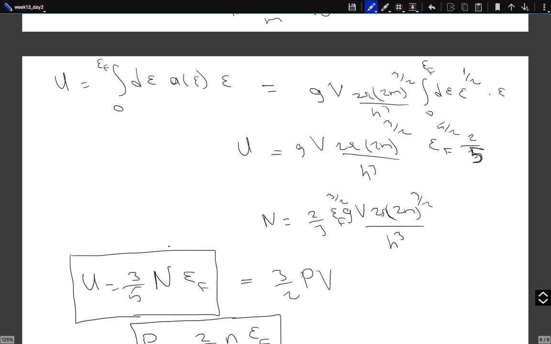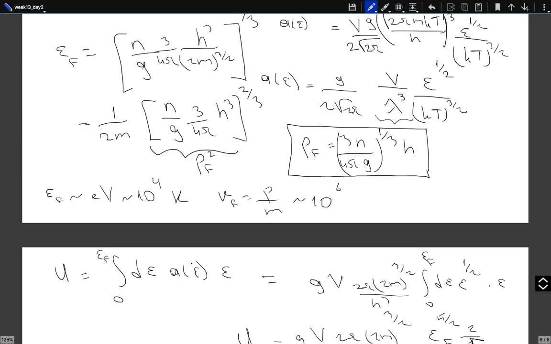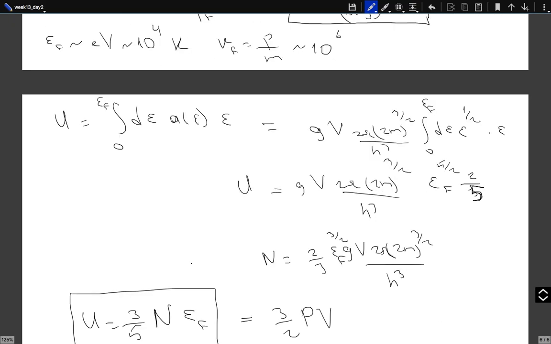Now, of course, this pressure and the energy are all valid at the zero temperature limit. Now, the next thing we will do is what happens if the temperature is small but not zero. So what are the corrections to these expressions? Let's give a break now, and after the break we can continue.